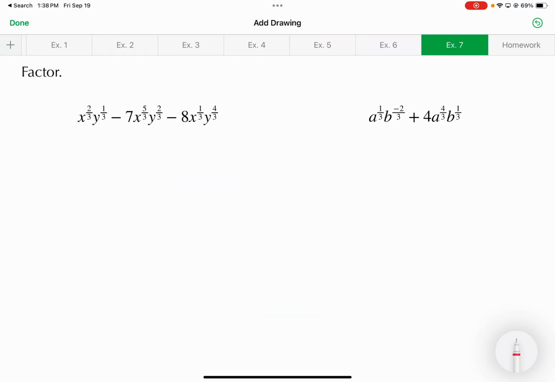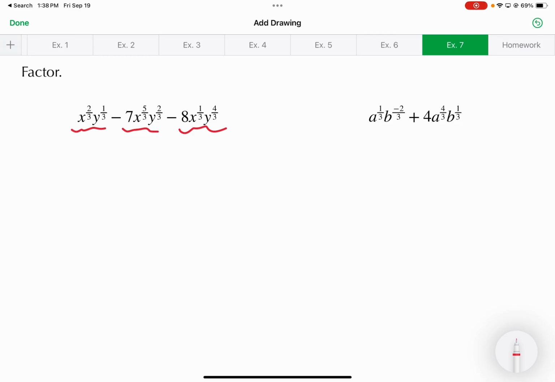All right. 2 minutes left. Let's try to at least do one. Okay. So it says factor. So I've got 3 main terms here. I need to see if there's any commonalities that I can factor out of all of them. What is common betwixt all of those terms?